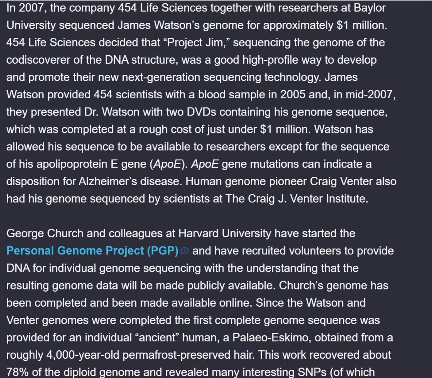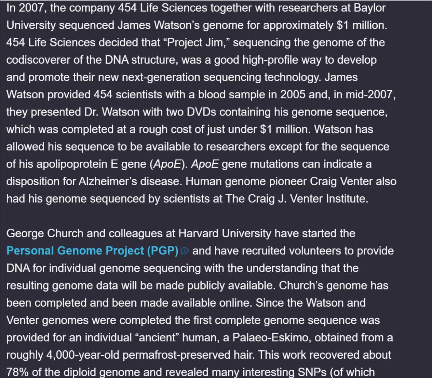454 Life Sciences decided that Project GEM, sequencing the genome of the co-discoverer of the DNA structure, was a good high-profile way to develop and promote their new next-generation sequencing technology. James Watson provided 454 scientists with a blood sample in 2005 and, in mid-2007, they presented Dr. Watson with 2 DVDs containing his genome sequence, which was completed at a rough cost of just under $1 million.